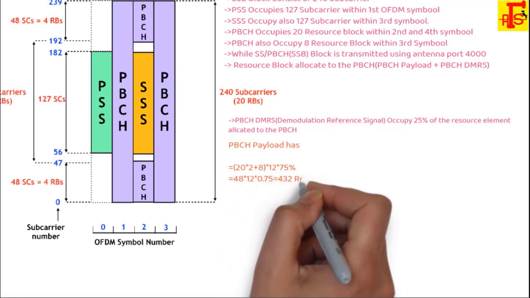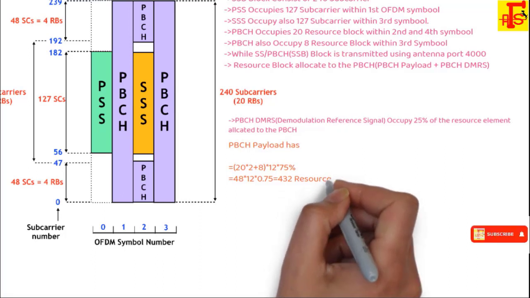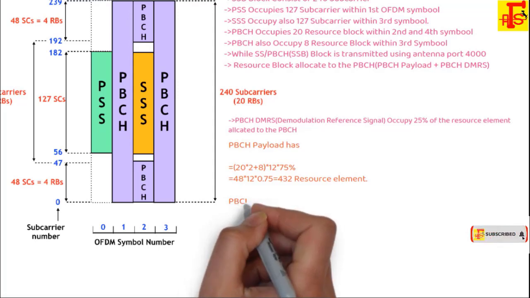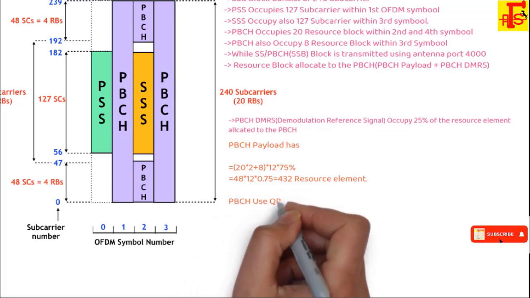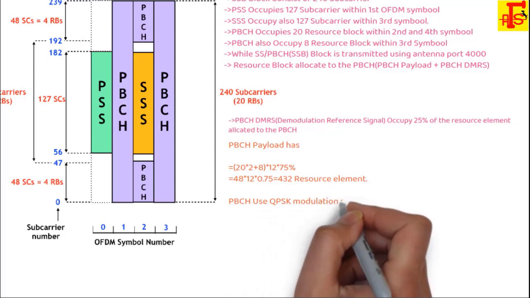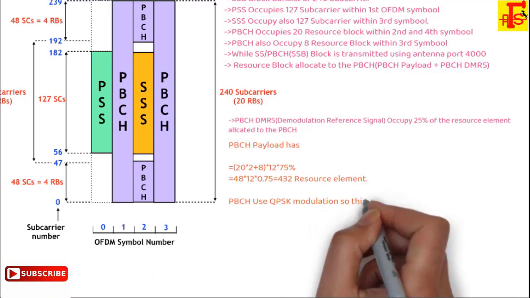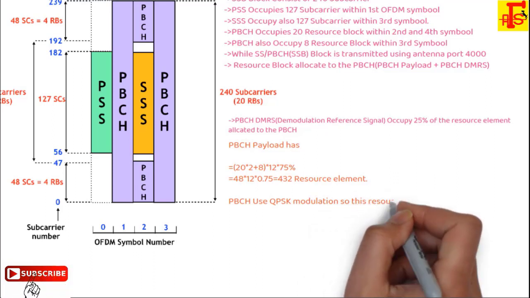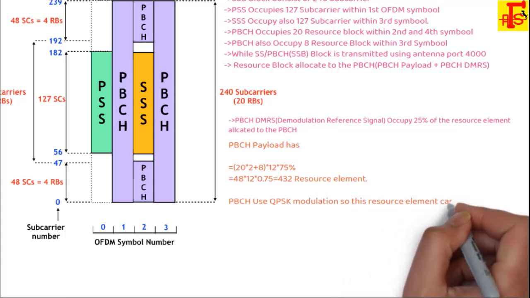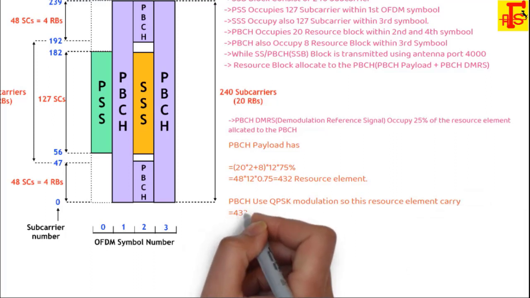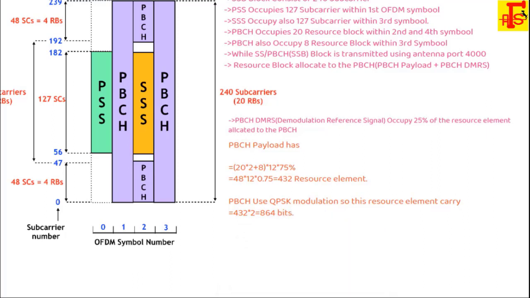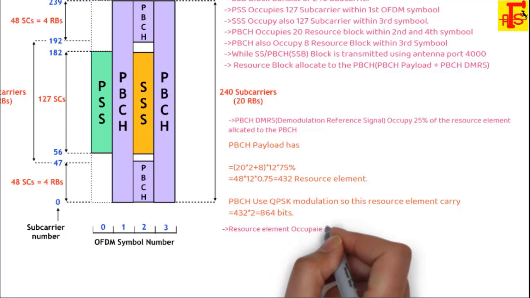So what is the total? 48 into 12 subcarriers, and 25% will be used for the DMRS, then 75% is used for the payload. So 48 into 12 into 0.75 means 432 resource elements will be used for the PBCH payload, right? PBCH uses QPSK modulus. In QPSK, how many bits are allocated? 2 bits, right. 432 into 2, that will be 864 bits utilized for the PBCH.